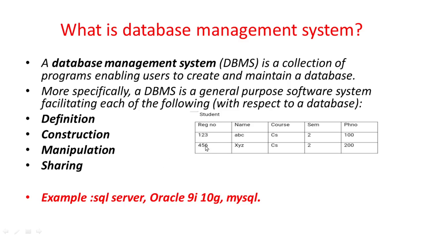For example, here I'm putting the register number values as 123 and 456, names as ABC and XYZ. Like this, putting the values inside the database is called construction. Manipulation means, suppose I want to change the semester or phone number of a student, updating those values, or if I want to delete some information from the database, that is called manipulation. Manipulation means changing, updating or deleting the values.